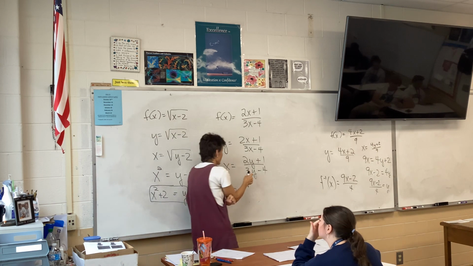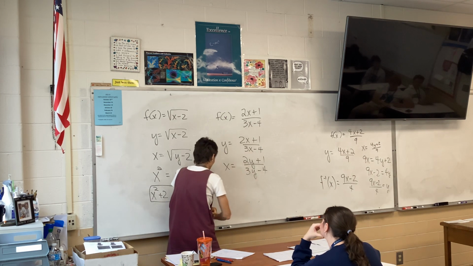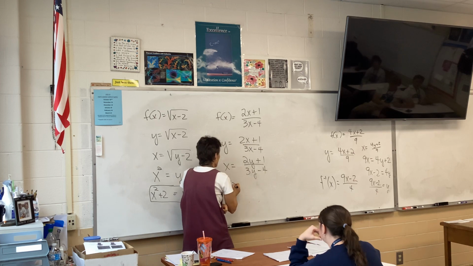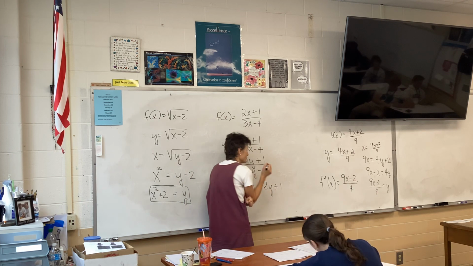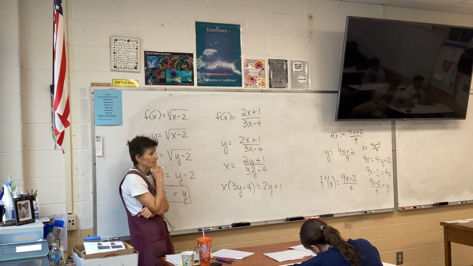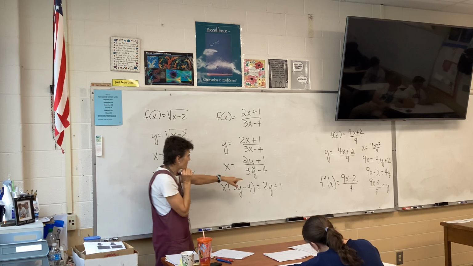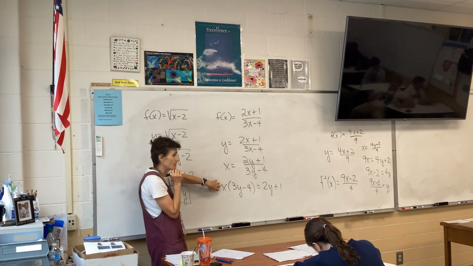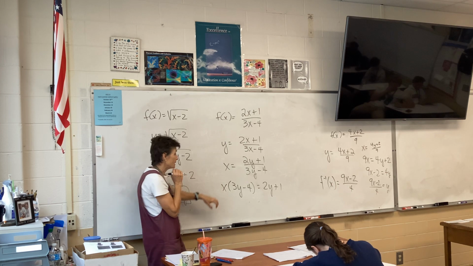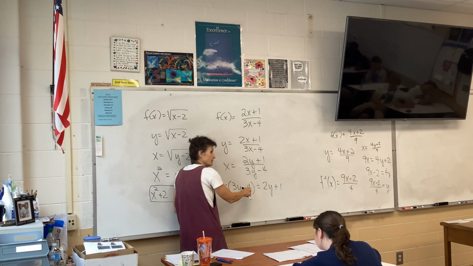Multiply by this. So we're gonna have x times 3y minus 4 equals 2y plus 1. Please be writing this down, guys. So first thing we did after we switched the variables, we brought this denominator over here to this side. Now, notice it's in parentheses because it's a quantity.